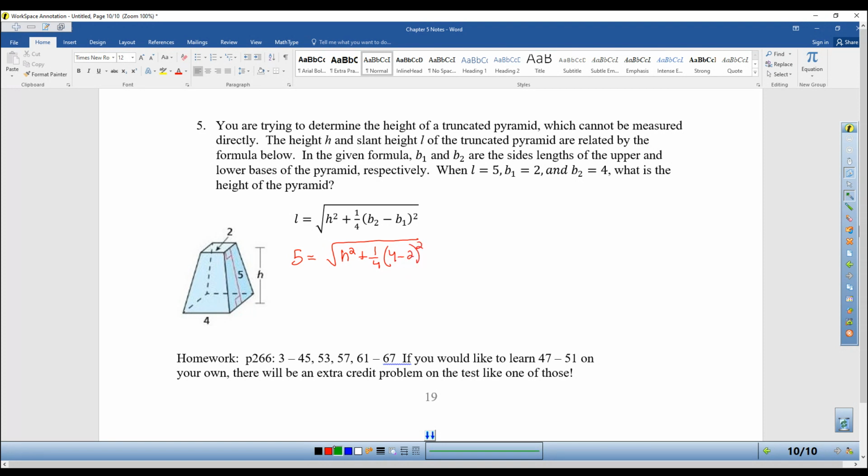Just to make my life easier, I'm going to go ahead and square both sides. And at the same time, I'm going to simplify that other side. So this becomes 25. This becomes H squared. And 2 squared is 4 times 1/4 is 1. So H squared is equal to 24. So H is equal to the square root of 24. Or we can do it as a decimal, 4.899. And what are our units? Do we have any units? We do not. So we can stop there.